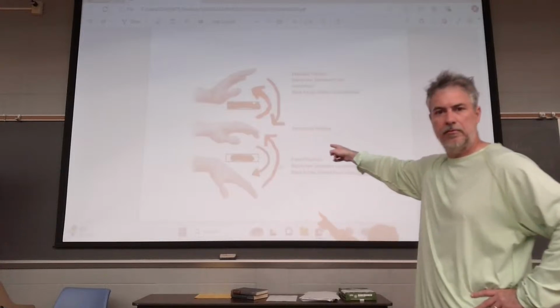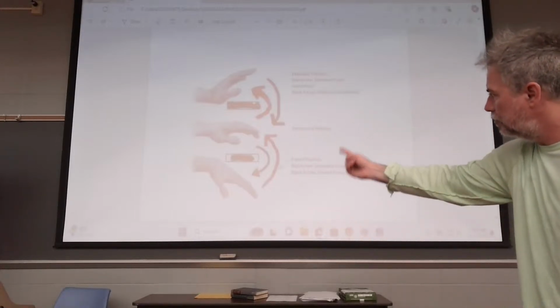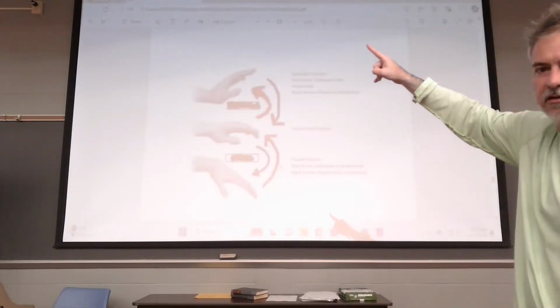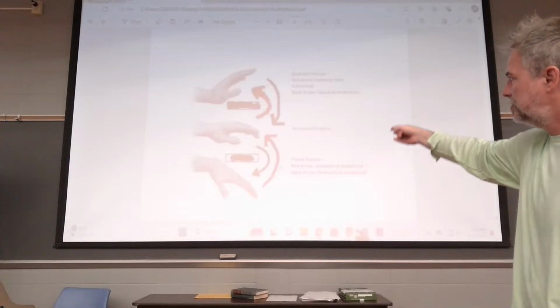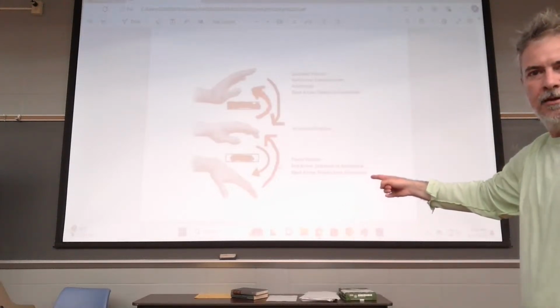Start in the middle, anatomical. Flexion from anatomical. Extension to anatomical. Extension from anatomical. Flexion to anatomical. Flexion from, extension to, extension from, flexion to, flexion from.